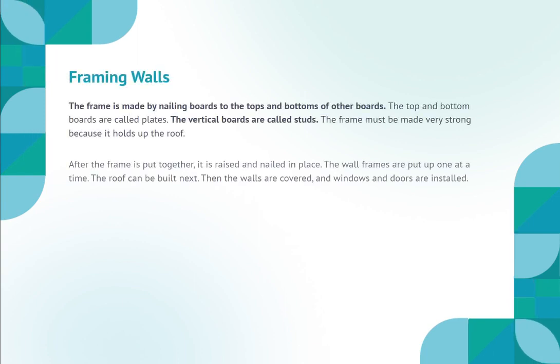The frame is made by nailing boards to the tops and bottoms of other boards. The top and bottom boards are called plates. The vertical boards are called studs. The frame must be made very strong because it holds up the roof. After the frame is put together, it is raised and nailed in place. The wall frames are put up one at a time. The roof can be built next. Then the walls are covered, and windows and doors are installed.